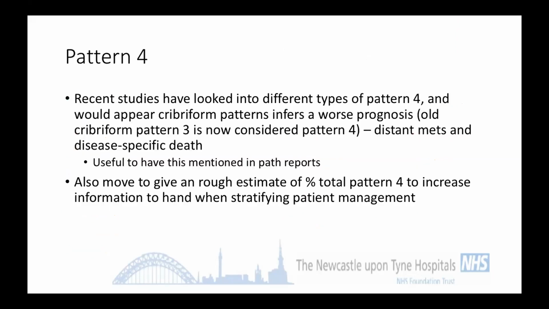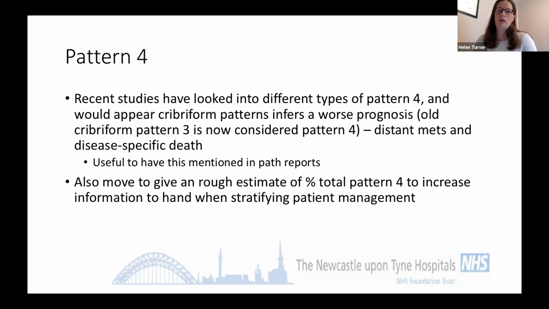This is just going to lead me on to talking a little bit more specifically about pattern 4, which is the most important pattern because it's kind of like the moderate and the intermediate grade, which is where possible ambiguity or difficulty in knowing how to deal with it might arise. There are quite a lot of studies that have looked into the different morphologies of pattern 4, and they all seem to agree that the presence of a cribriform pattern infers a worse prognosis.